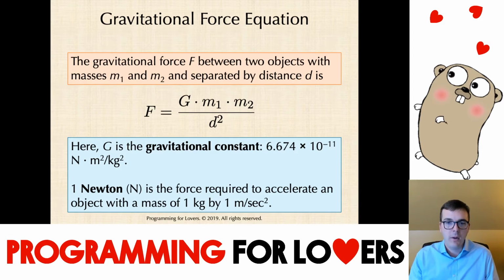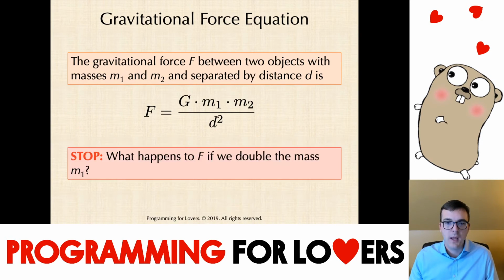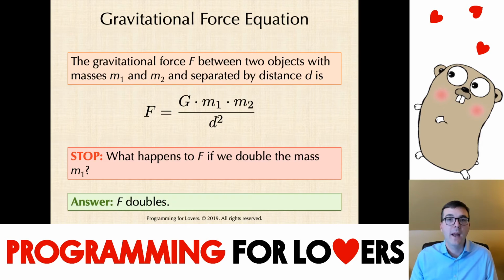I want to pause though to analyze this equation and notice what is going to happen to the force, the magnitude of the force here between these two objects due to gravity, if I double one of the masses. So if the mass of m1 doubles, what is it that's going to happen here? Well, we can see that if I double m1, then the right side of that equation is going to double, and so the force will double as well.